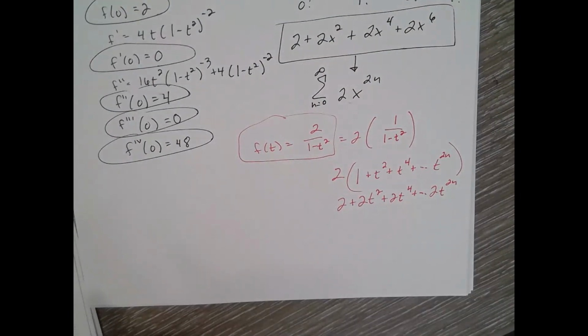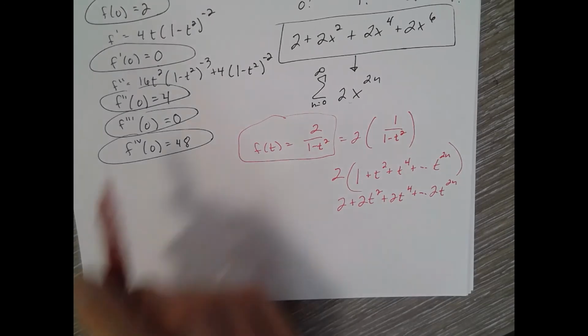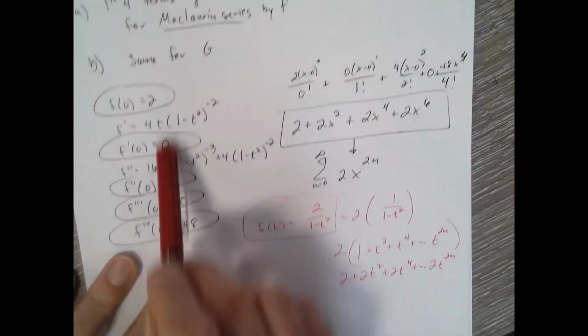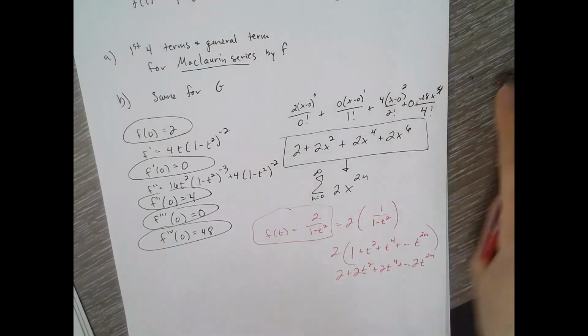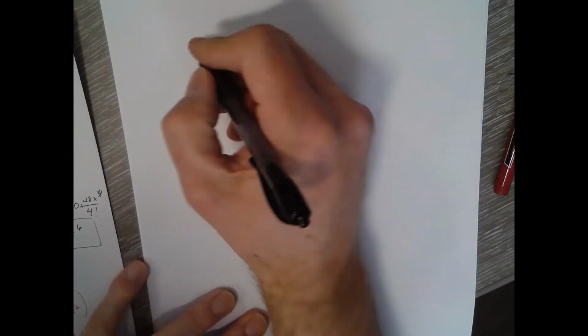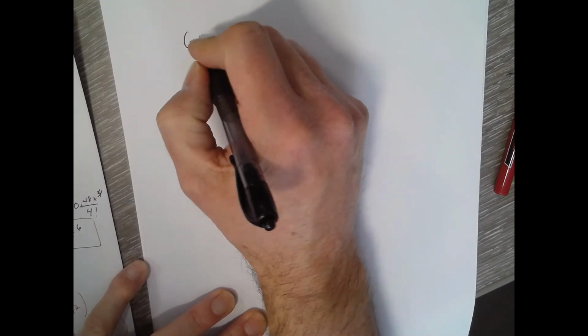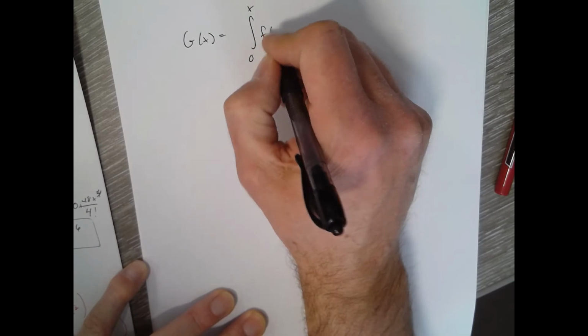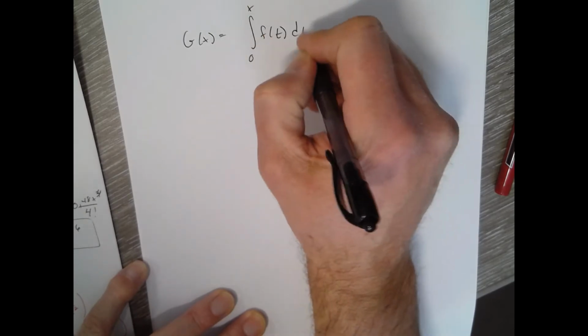So that was part A. Part B is doing the same for g. So we could use Taylor's theorem, finding g. So g is the integral from 0 to x of f of t dt. Okay, so that's what's given to us.